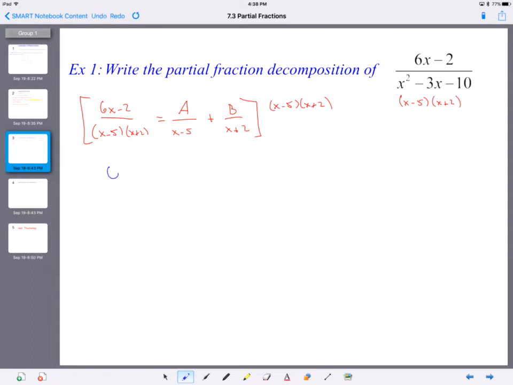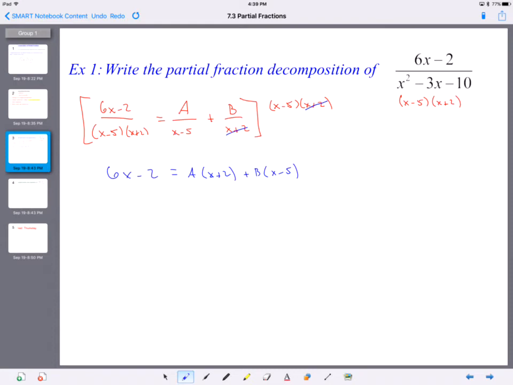So that would leave us with 6x minus 2. Then on the next one, the x minus 5 would cancel with the x minus 5, but then we'd still have an x plus 2. So once that cancels, it'll be equal to A times just the x plus 2, because the x minus 5 is canceled, and then on the last term this x plus 2 will cancel with this x plus 2, and we'll be left with plus B times x minus 5.